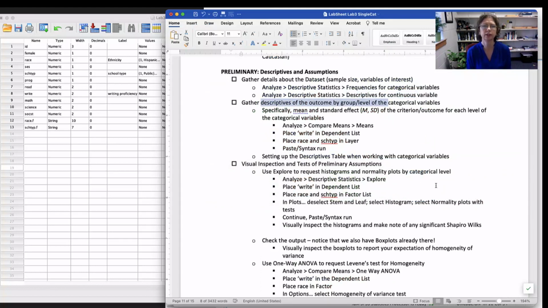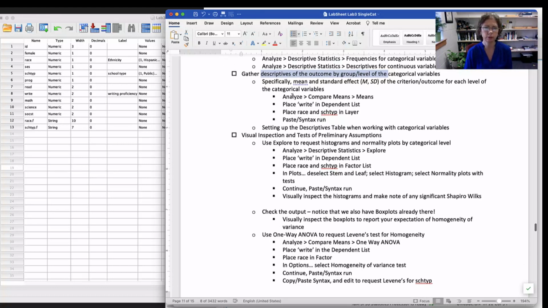Next, I want to get descriptives of the outcome by group level, so between public and private schools, or between the different ethnic groups. So here I'm going to go to Analyze, Compare Means and Means, place write in the dependent list, place race and school type in the layer, and then paste that to syntax.